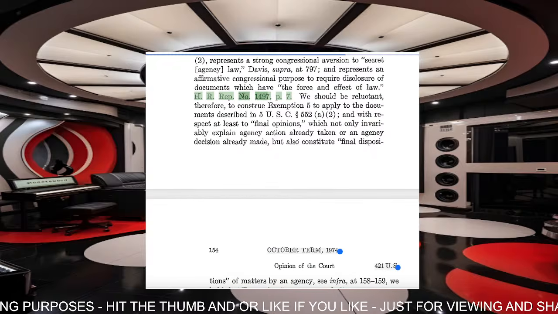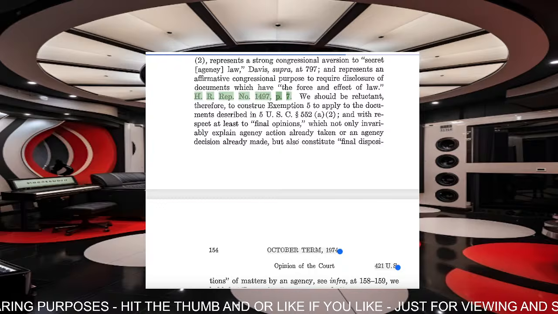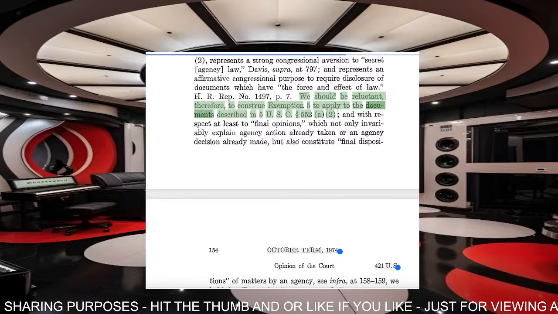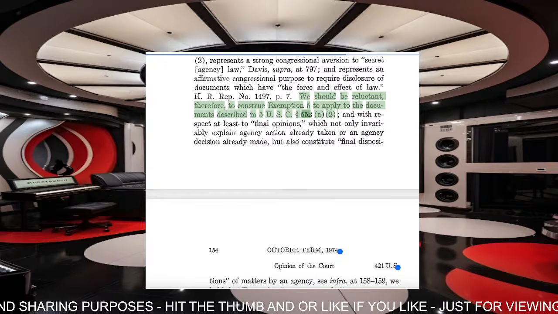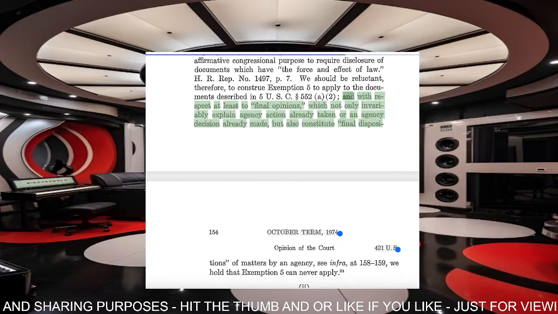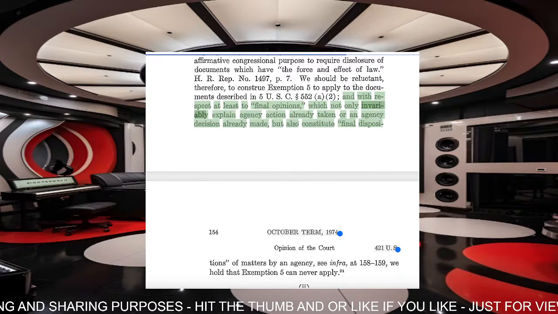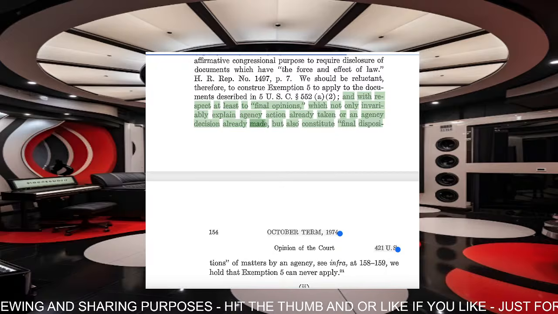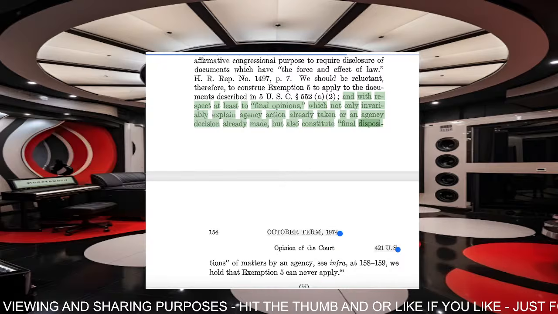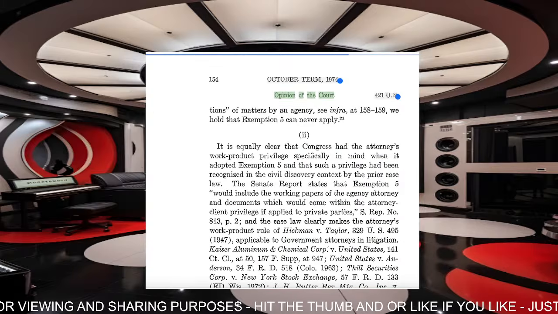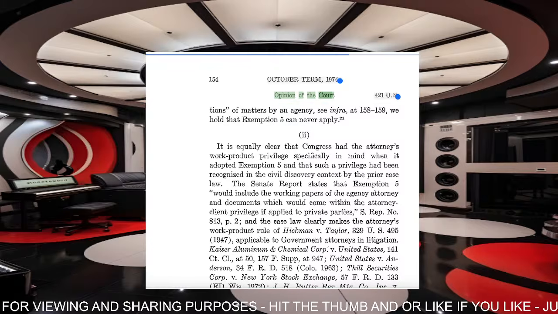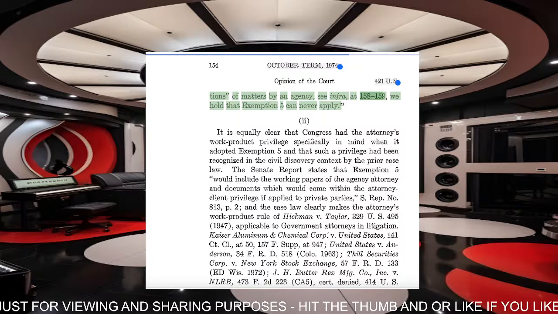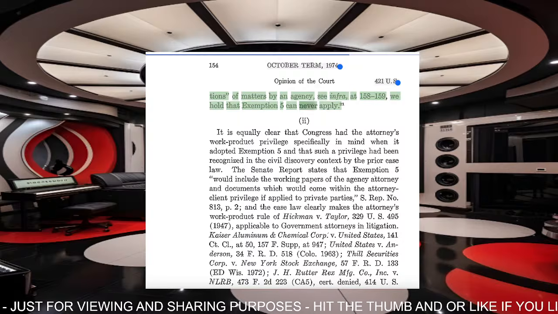H.R. Rep. No. 1497, page 7. We should be reluctant, therefore, to construe Exemption 5 to apply to the documents described in 5 U.S.C. 552. And with respect at least to final opinions, which not only invariably explain agency action already taken or an agency decision already made, but also constitute final dispositions of matters by an agency, see infra, at 158 to 159, we hold that Exemption 5 can never apply. Opinion of the Court.